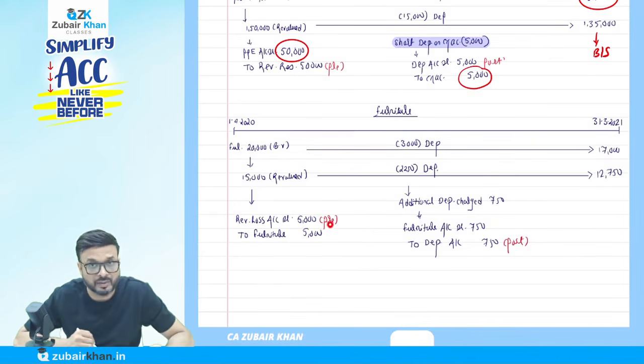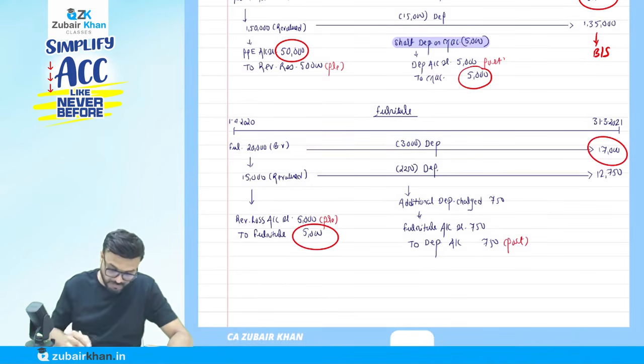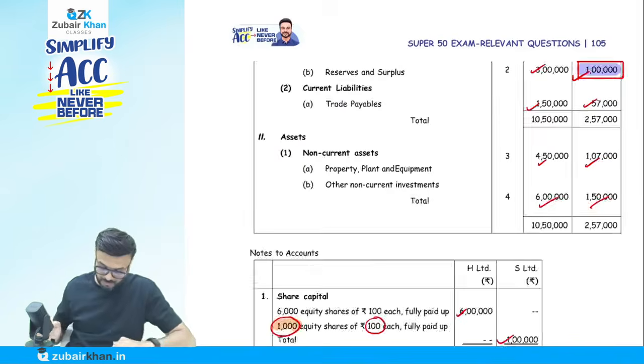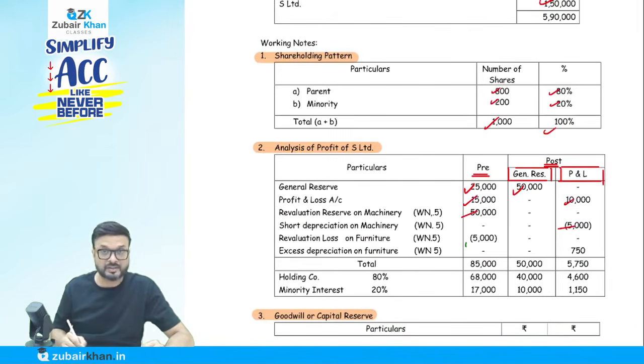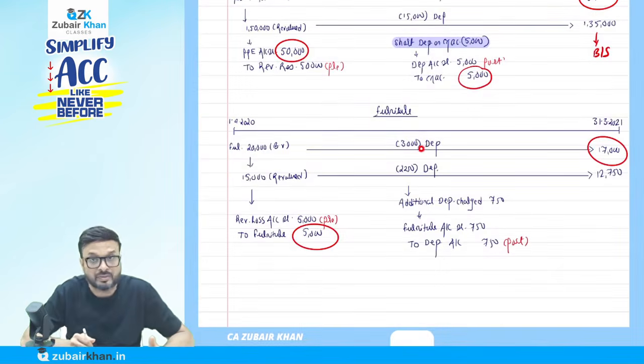Now where will this 5,000 go? It will reduce the value, which is appearing here. We credited it. But this 5,000 will go to pre-acquisition, because we are doing the revaluation. It's a past asset, and it is a loss. So you can see in working note number 2, analysis of profit of subsidiary company, the 5,000 is a negative figure. Now how much depreciation have we charged? We have charged 3,000. How much should be charged? If you take 15% of 15,000, that is 2,250.